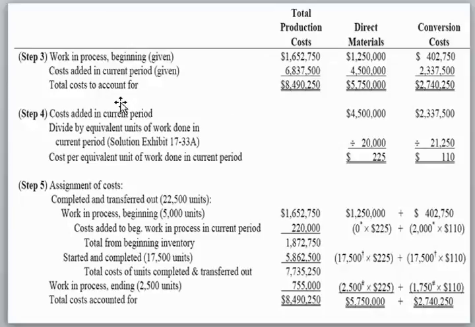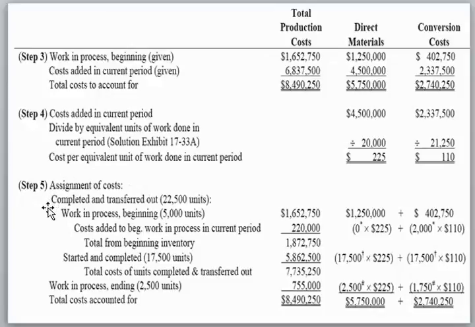So the costs added in the current period, 4,500,000 and 2,337,500, are divided by the equivalent units of work done in the current period, which are 20,000 for direct material and 21,250 for conversion cost. We will get the cost per equivalent unit: for the direct material $225 and for the conversion cost $110.